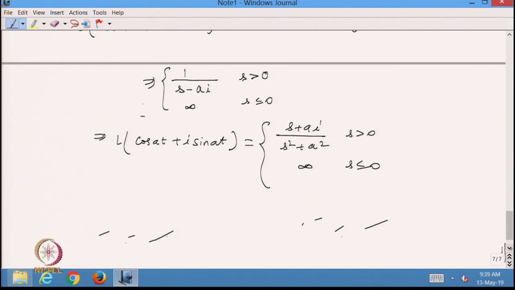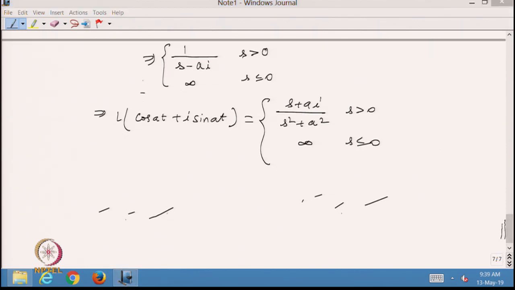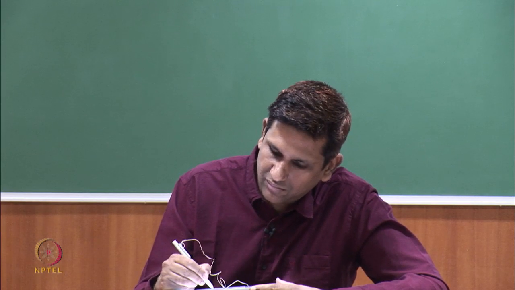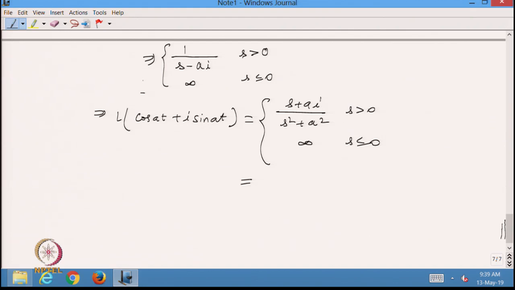So, from here I can write this function in the simplest form, and I can separate this into a real part and an imaginary part. The real part is s over s square plus a square, and then I can write iota a over s square plus a square, when s is positive. Now, comparing the real part and the imaginary part.